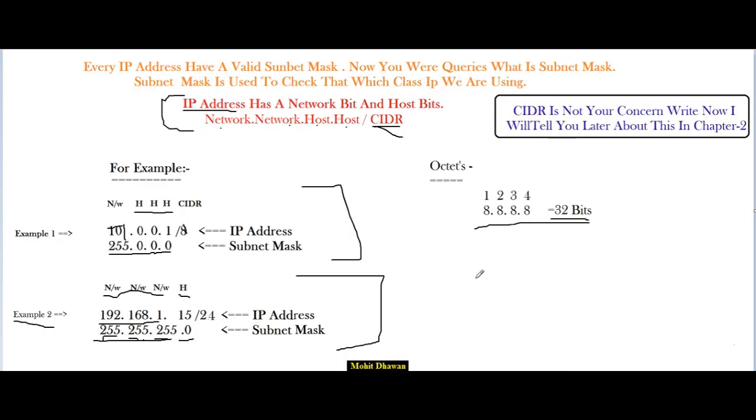So I hope now you understand what an IP address is and how it looks, how we can calculate it, and through the IP address we can know what the subnet mask is. Through the subnet mask we are able to know which class of IP we are using.